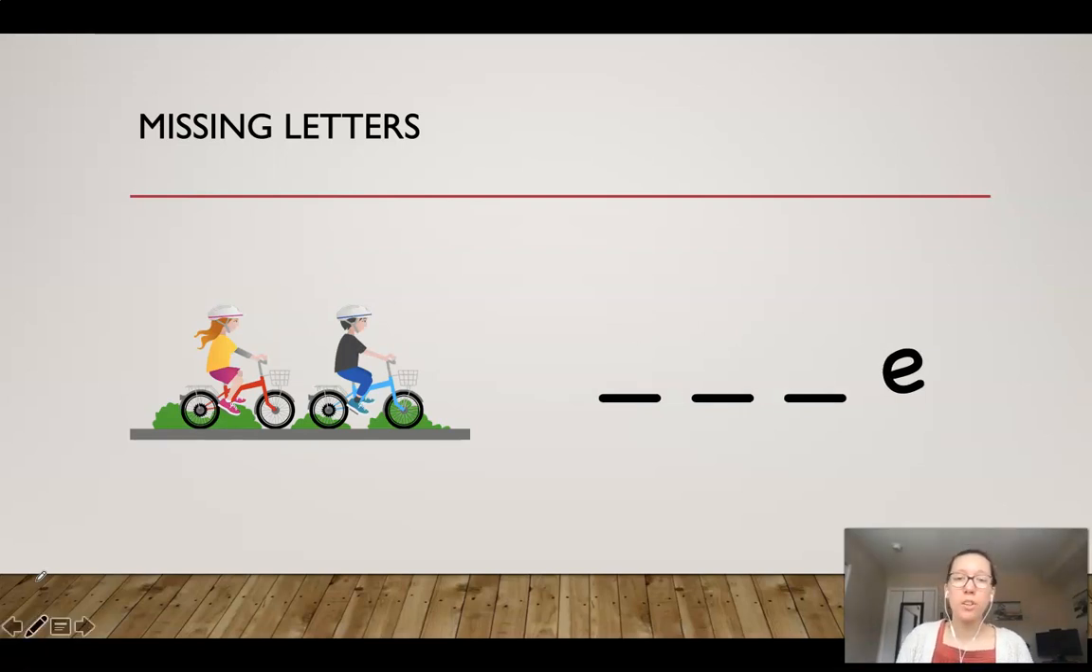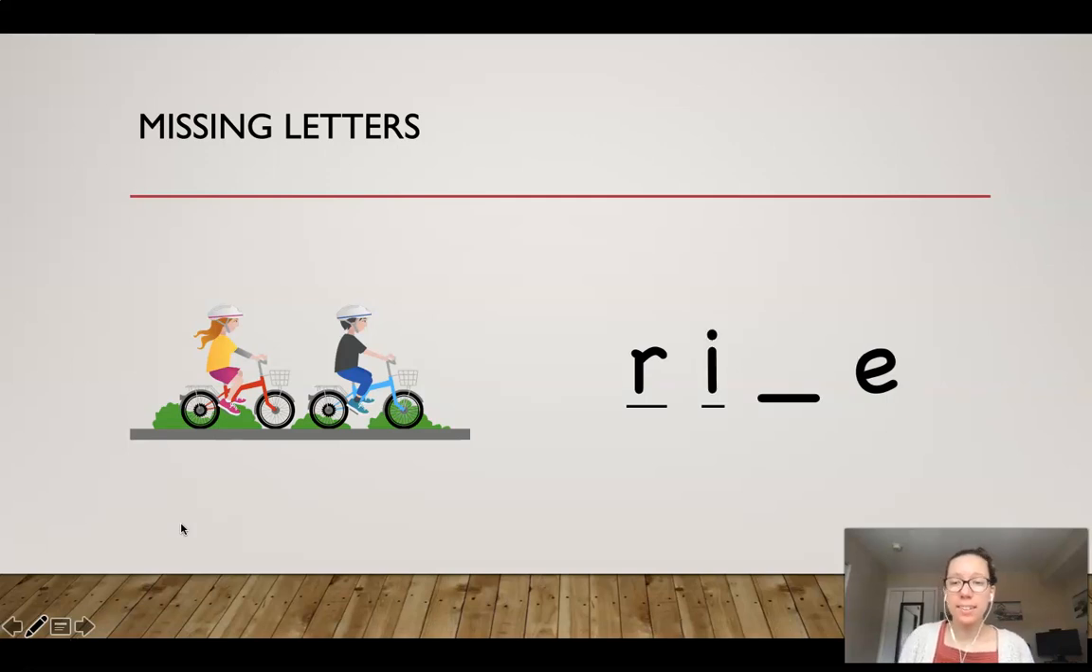So here's our picture of ride, ride. What's the first sound we hear in ride? Good, the first sound is made by the letter R. What's the next sound we hear in ride? Good, the next sound is I, right?